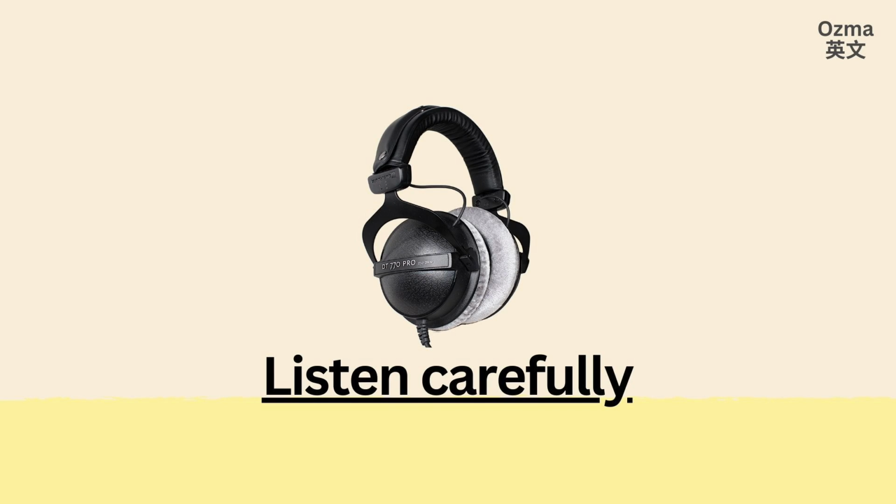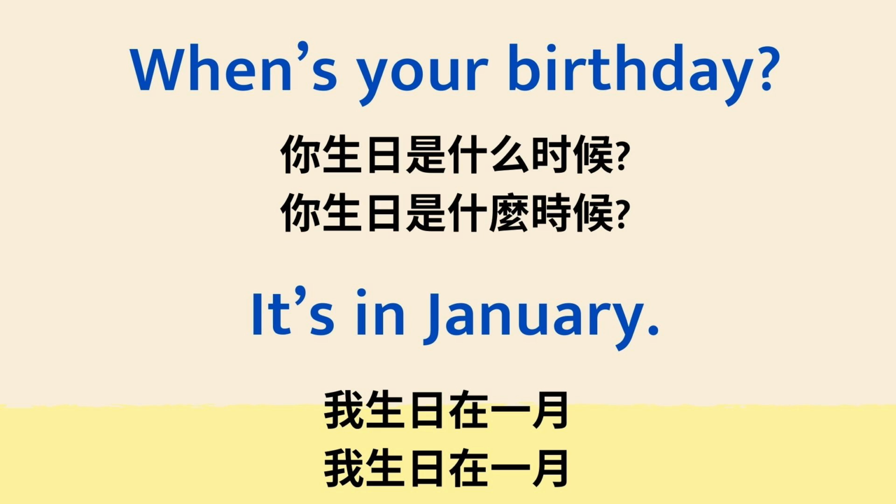It's in January. It's in January. 我生日在一月。 It's in January.